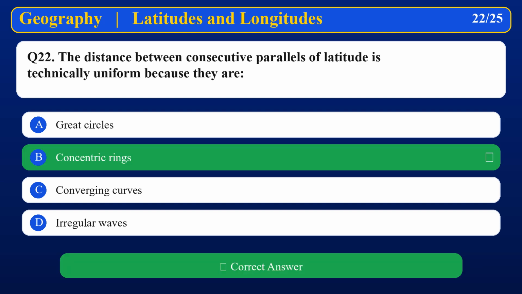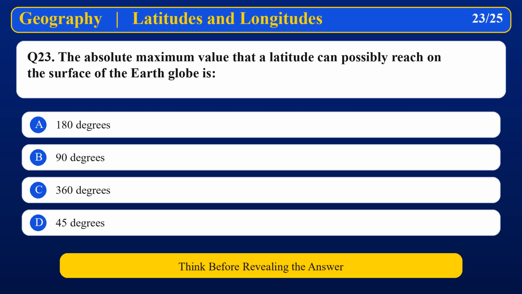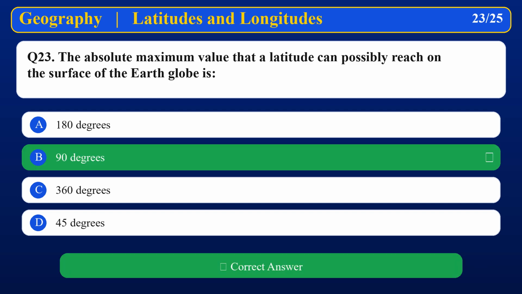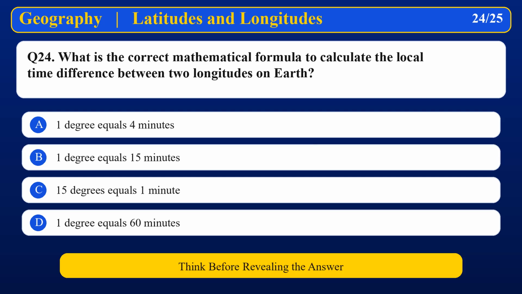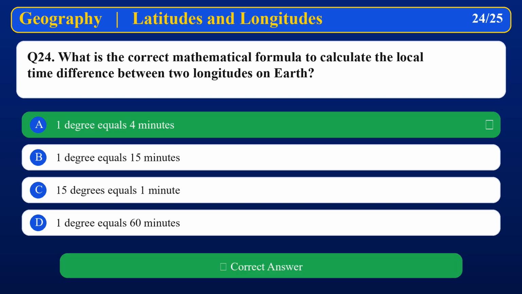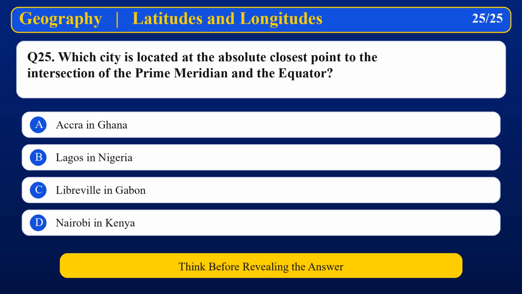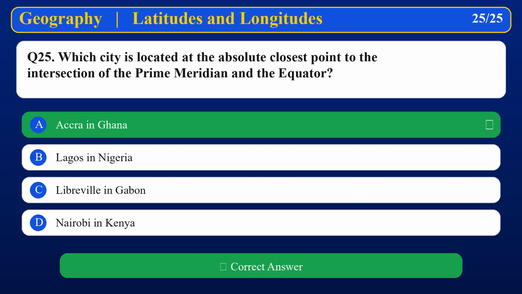concentric rings. The absolute maximum value that a latitude can possibly reach on the surface of the Earth globe is 90 degrees. What is the correct mathematical formula to calculate the local time difference between two longitudes on Earth? 1 degree equals 4 minutes. Which city is located at the absolute closest point to the intersection of the prime meridian and the equator? Accra in Ghana.